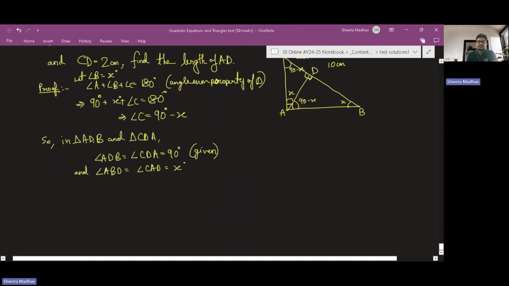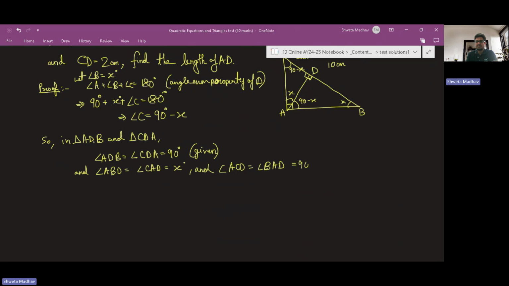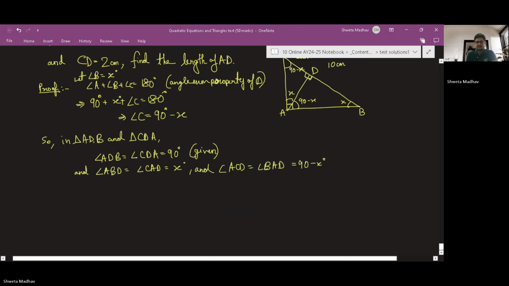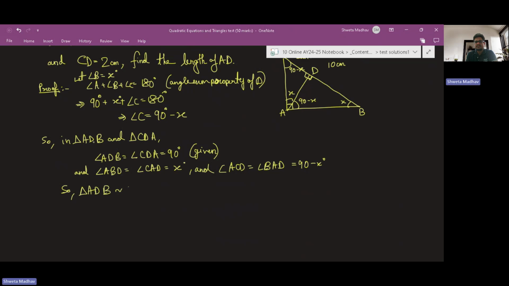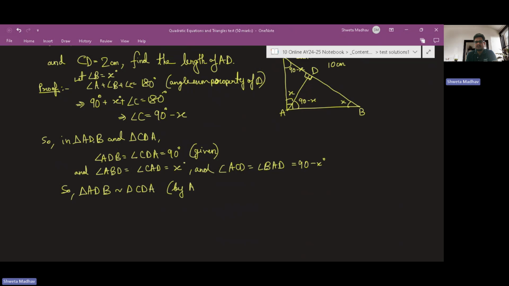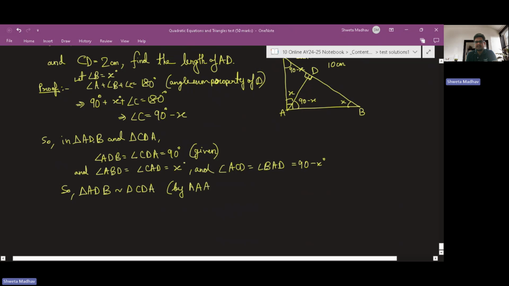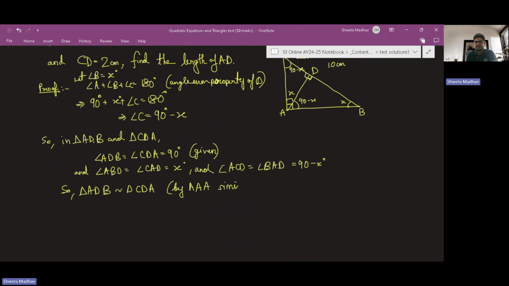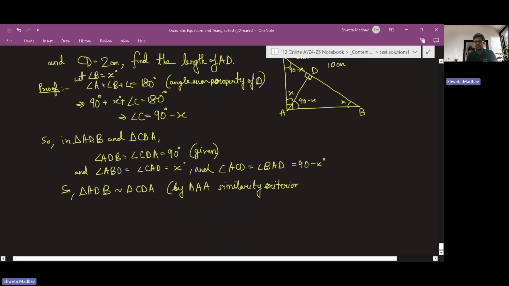And also angle ACD is equal to angle BAD, which is 90 minus x. So I can say that triangle ADB is similar to triangle CDA by the AAA similarity criterion. Right, angle similarity criterion.